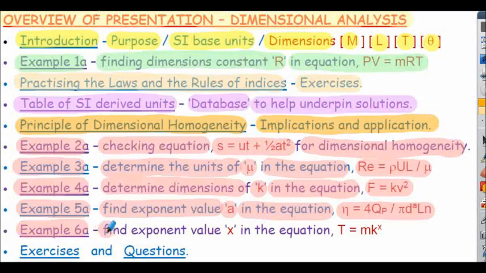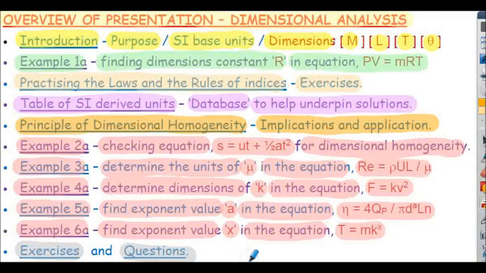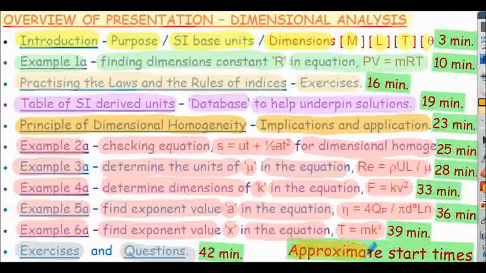Example 6a, we find the exponent value x in the equation T is equal to mk to the x. And finally we finish with some exercises where I will show you the full worked solutions, although I let you review them at your own pace, and I leave you with some questions to attempt. And here are the approximate start times related to the various sections contained within the presentation, hopefully to aid your ease of access through the presentation, but please note all times are rounded to the nearest minute.